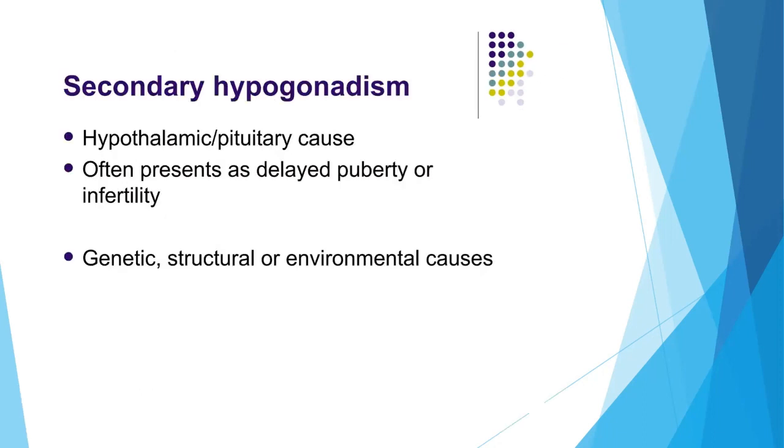So talking about secondary hypogonadism, it is generally due to a cause which is above the testis. We can say hypothalamic or pituitary cause, and it often presents as delayed puberty or infertility. It can be due to genetic, structural, or environmental causes.